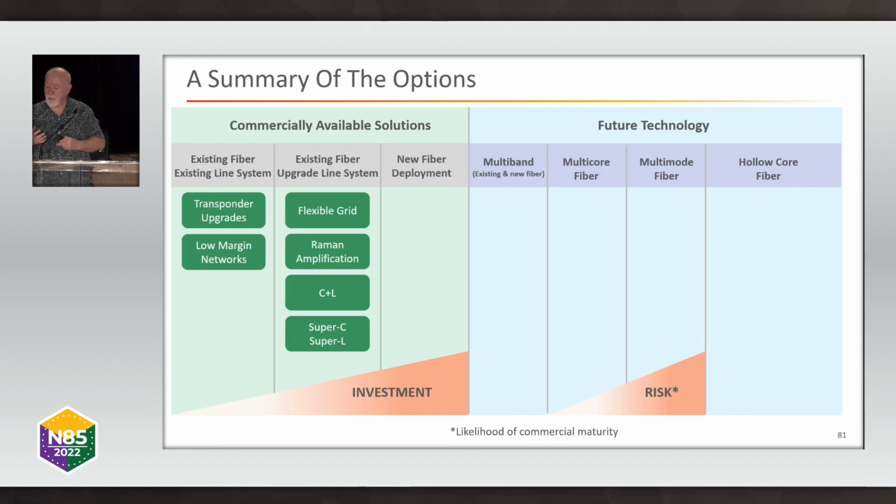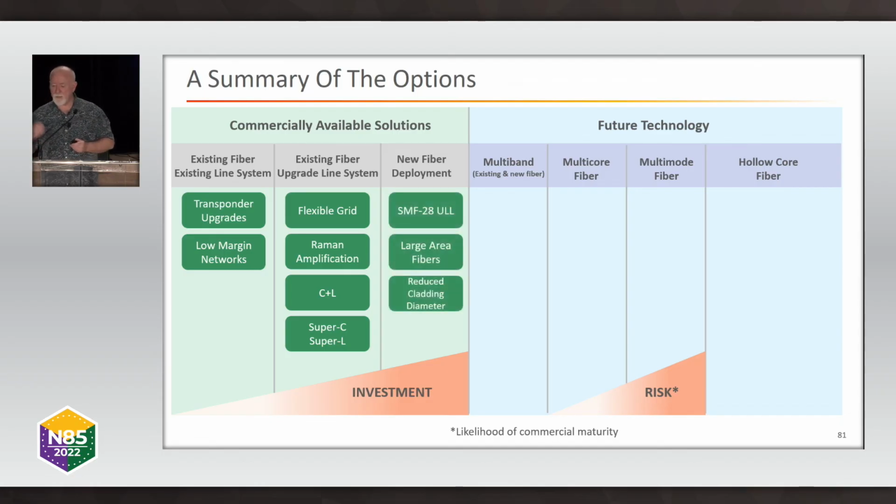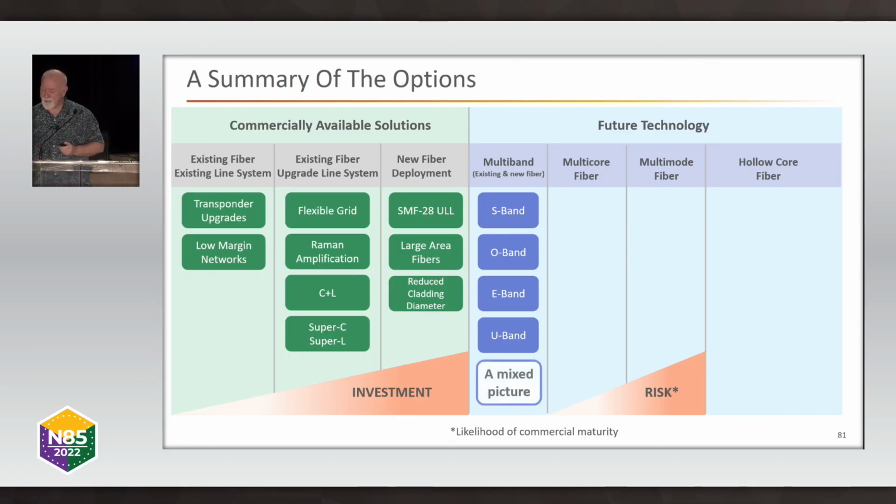Then you have the options for squeezing out more capacity on existing fibers by upgrading your line systems, moving to flexible grid, Raman amplification, C+L, and then Super C, Super L. And then the new fiber deployments, of course, we've got ultra low loss SMF28, we've got large area fibers, and we've got these reduced cladding fibers that mean you could have high fiber count cables. So then multiband, of course, I think there are lots of questions with multiband. It's a mixed picture. I'm not sure it's going to pan out economically with multiband.